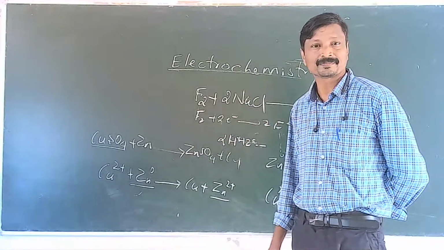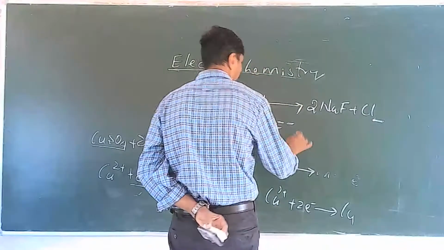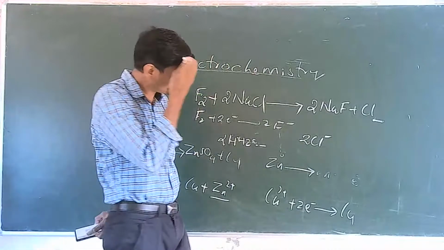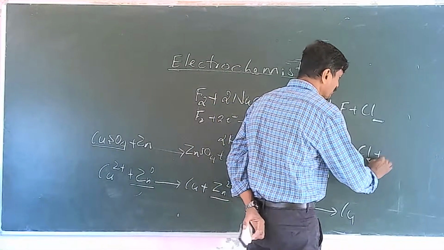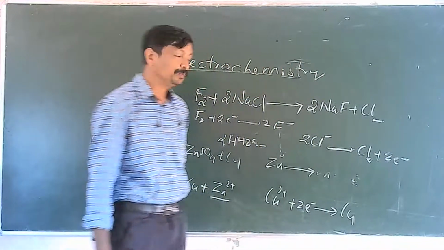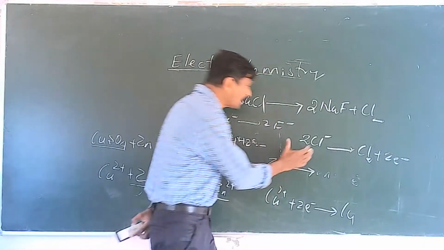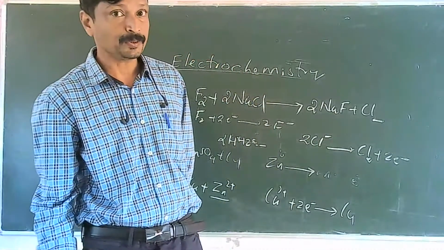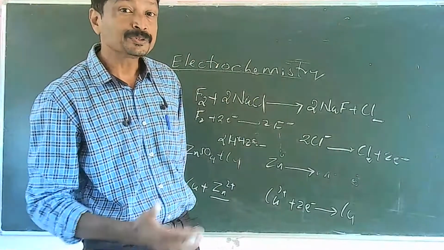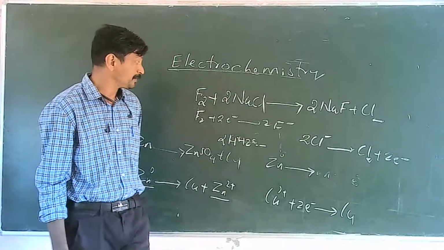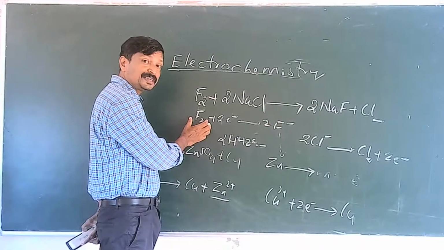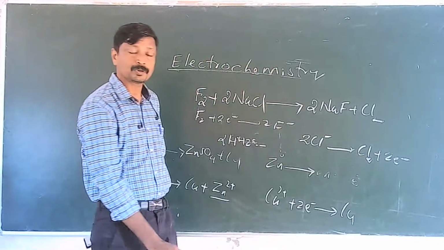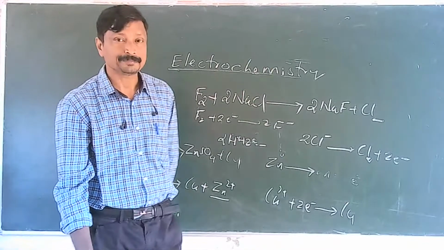And what is the oxidation here? The 2Cl minus ion giving rise to Cl2 plus 2 electrons. This is a chloride ion oxidized to chlorine. The chlorine is reduced to chloride ion. Which one is the oxidizing agent? The fluorine is an oxidizing agent. It oxidizes the chloride to chlorine. I think it's clear.